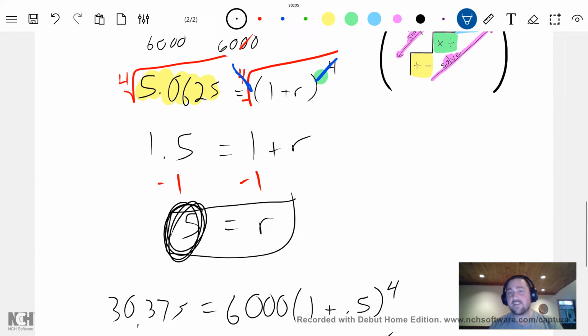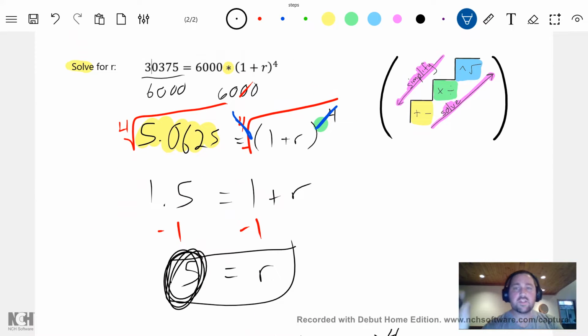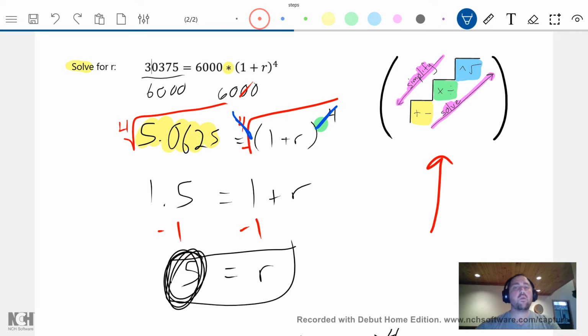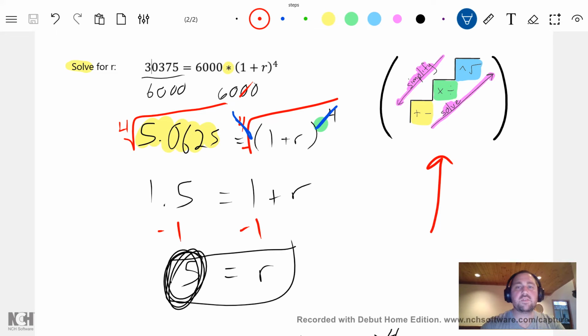And that's it. That's all it is. It's using inverse operations, it's using the steps of operations, and it's just solving for that. Again, if you have questions about this, reach out to me or Caitlin, and we will help you. It's just using inverse operations, and the only really tricky one is this idea of using the root to undo a power.